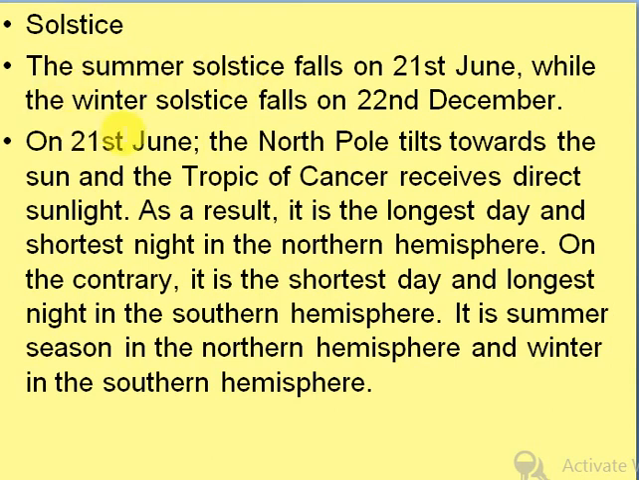So you have read that the summer solstice falls on 21st June while the winter solstice falls on 22nd December. On 21st June, the North Pole tilts toward the sun and the Tropic of Cancer receives direct sunlight. As a result, it is the longest day and shortest night in the northern hemisphere. On the contrary, it is the shortest day and longest night in the southern hemisphere. It is summer season in the northern hemisphere and winter in the southern hemisphere.